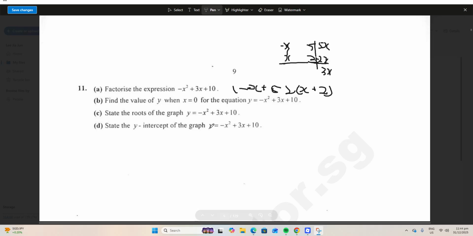Find the value of y when x equals 0 for the equation. Find the value of y. So when you make x 0, y should be equal to 10. When you make this 0, it's just nothing. 3 times 0 is just nothing, so it becomes 10. So y equals 10.